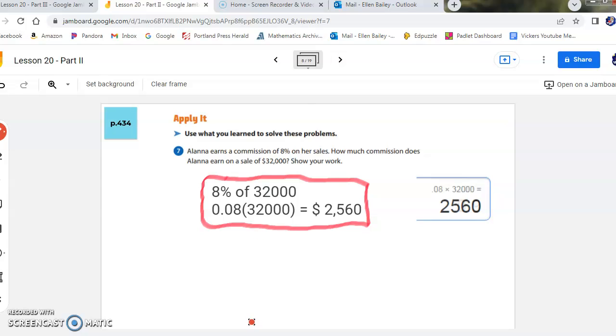All right, so page 434. Let's do some application of this. I know you've done some work now on commission. So here's a commission question. Alana earns a commission of 8% on her sales. How much commission does Alana earn on a sale of $32,000? What we need to figure out is what is 8% of 32,000? Change the percent to a decimal and multiply. And you can see I did that over here in the calculator. I have $2,560, right? 8% of 32,000. Once that's in, let's move ahead.